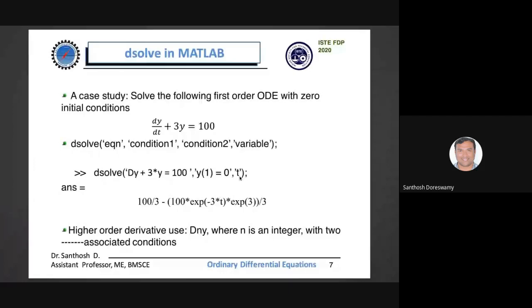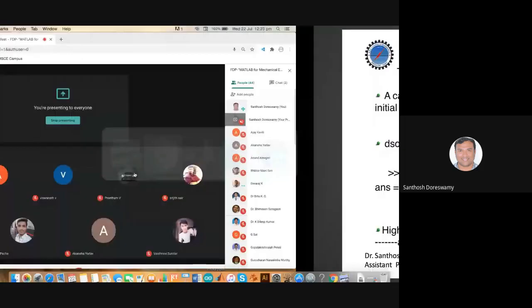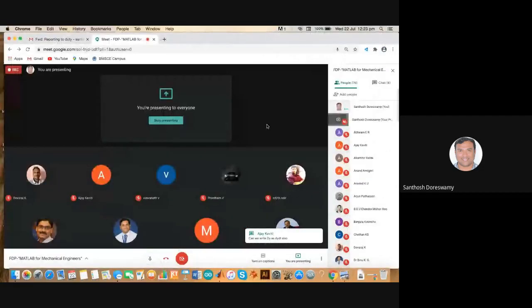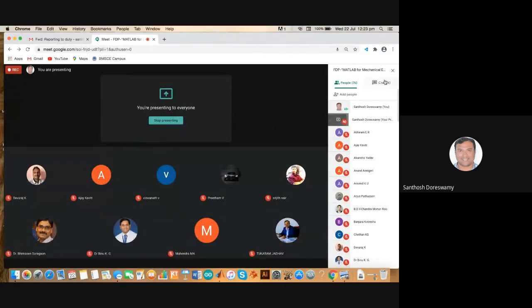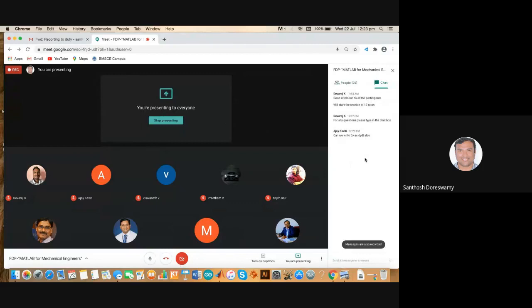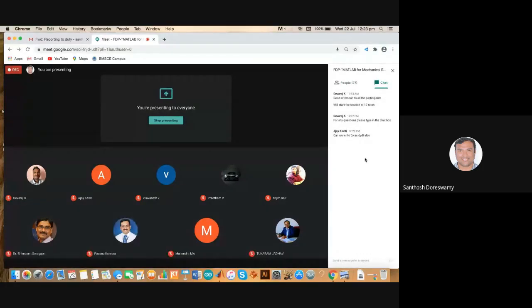If you try to execute this command, Dy plus 3y is equal to 100. Ajay has a doubt: can we write dy by dt as dy by dt? No, it will not accept that, because capital D is a differential operator.